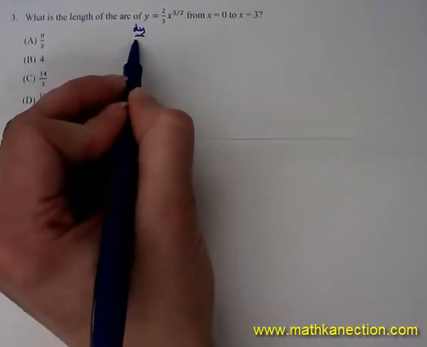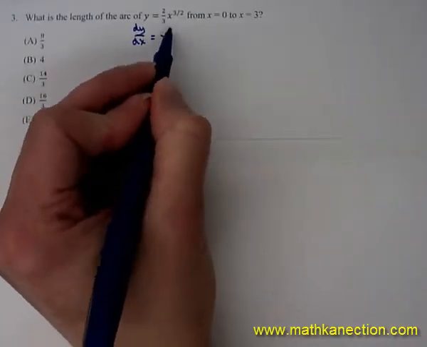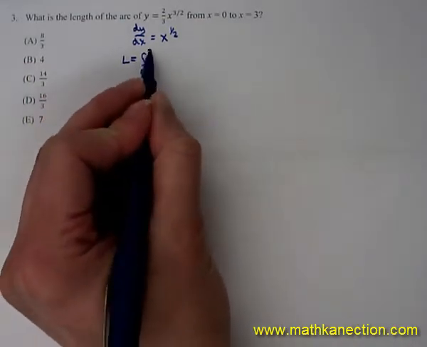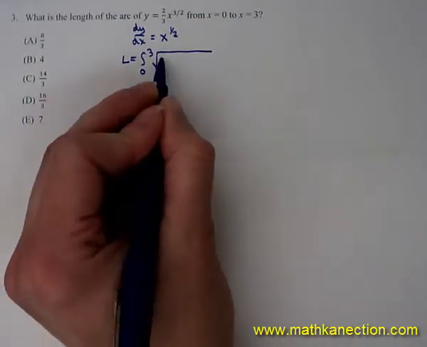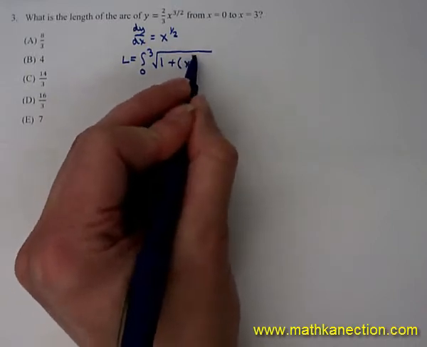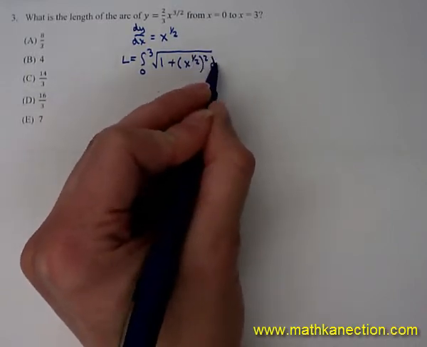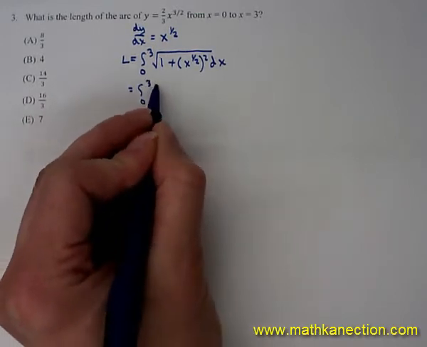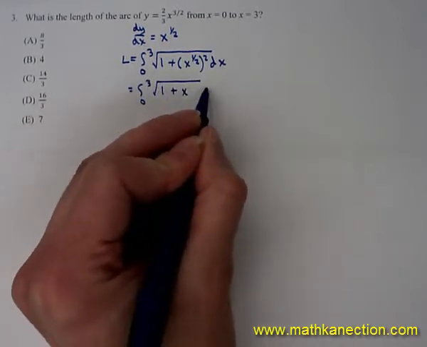To find the length of the arc, we need dy/dx, which is equal to x to the 1/2. So the length of that arc is equal to the integral from 0 to 3 of the square root of 1 plus dy/dx squared, so x to the 1/2 squared. Simplifying the problem, we get the integral from 0 to 3, the square root of 1 plus x dx.